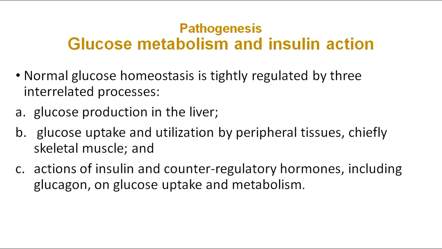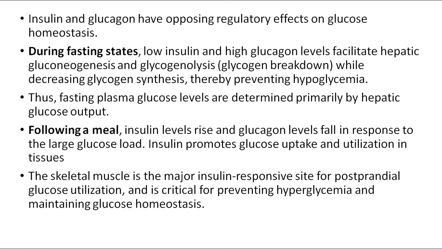Now we discuss the pathophysiology of glucose metabolism and insulin action. So normal glucose homeostasis is tightly regulated by three interrelated processes. Normally glucose level is maintained by these three processes. So the glucose production in the liver, glucose uptake and utilization by the peripheral tissue, mainly the skeletal muscle, and the action of insulin and the counter-regulatory hormones including glucagon on glucose uptake and metabolism. So these three interlinked processes lead to the maintenance of the normal glucose level.